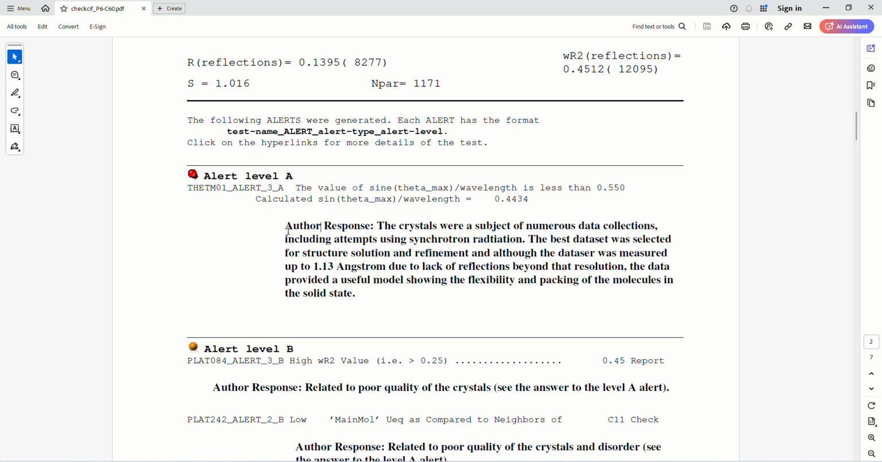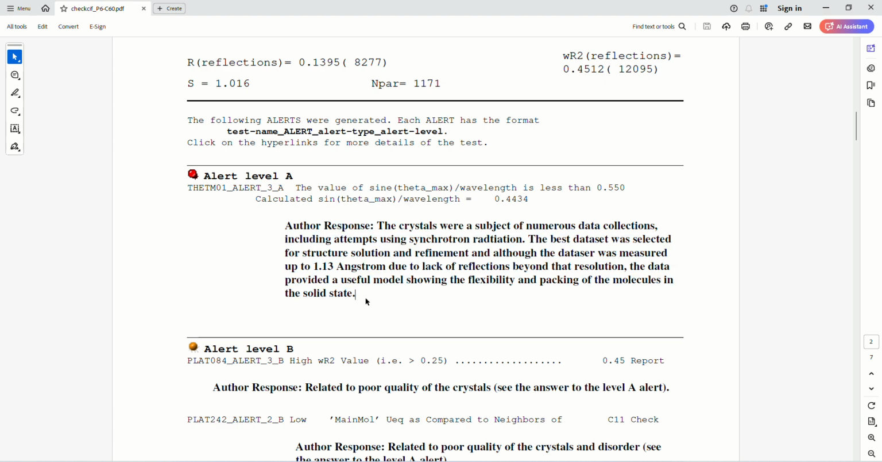So my response was, the crystals were subjected to numerous data collections, including attempts using synchrotron radiation. The best dataset was selected for structure solution and refinement, and although the dataset was measured only up to 1.13 angstrom due to lack of reflections beyond that resolution, the data provided a useful model showing flexibility and packing of molecules in the solid state. And I don't think that any reviewer or referee who would read that would murder you for not having great data. I mean, that's just understandable.